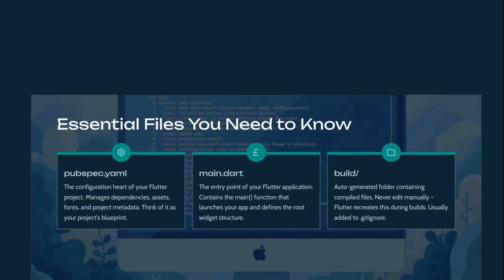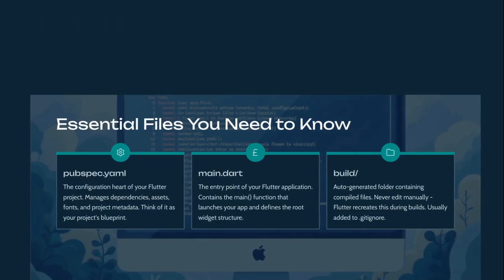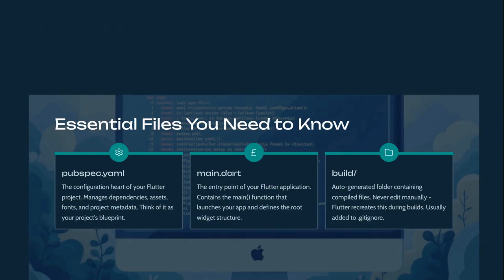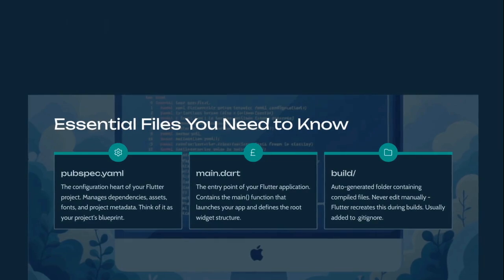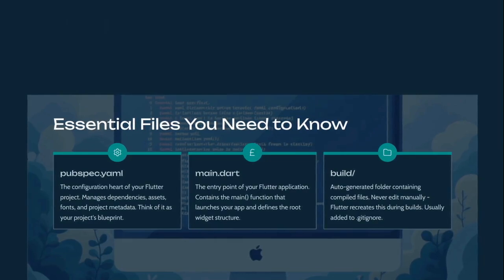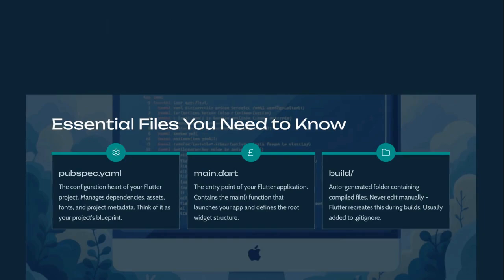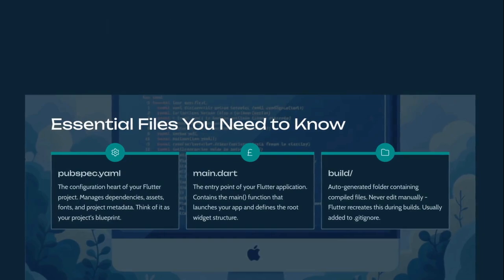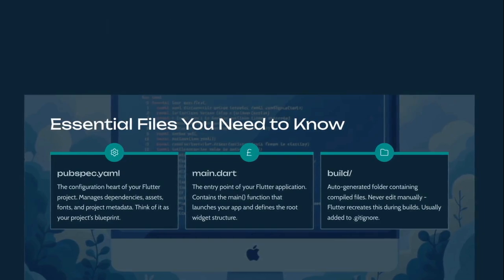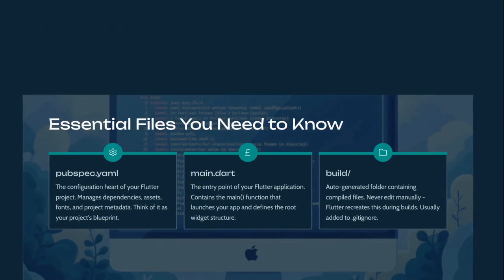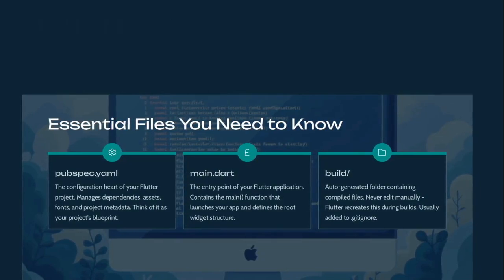Understanding essential files is crucial for Flutter development. The pubspec.yaml file manages dependencies, assets, fonts, and project metadata. The main.dart file is the entry point of your Flutter application, launching your app and defining the root widget structure. The build folder contains compiled files, automatically generated during builds.